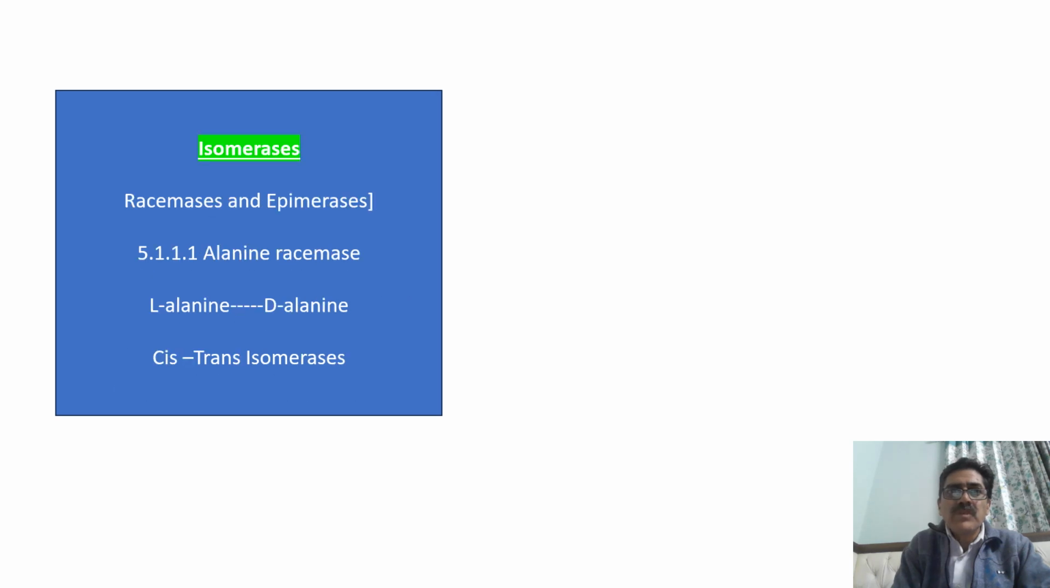The next class is isomerases, the class of enzymes which catalyze racemization and isomerization reactions. That includes racemases and epimerases. For example, EC number 5.1.1.1. An example would be alanine racemase: L-alanine is converted to D-alanine. This is an isomer. There are also cis-trans isomerases.